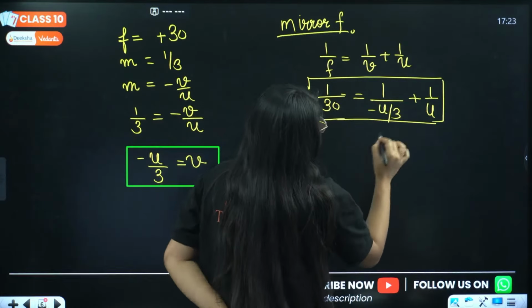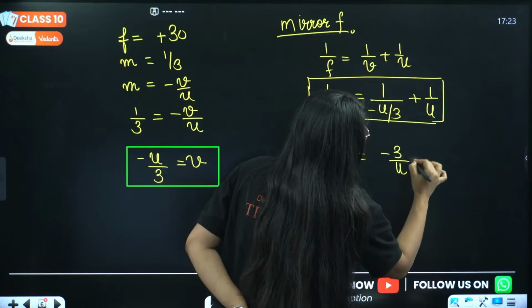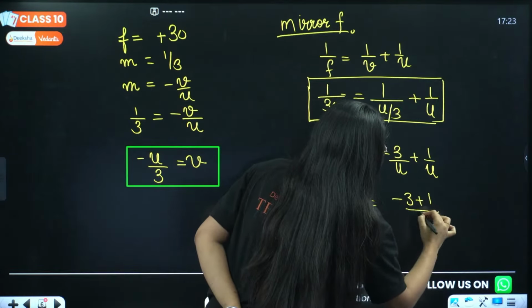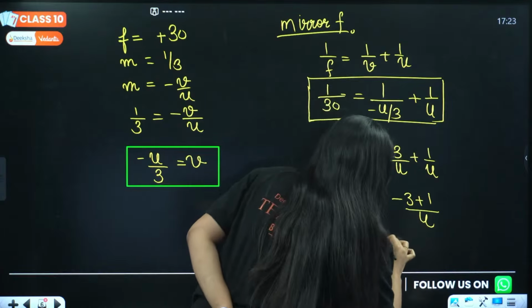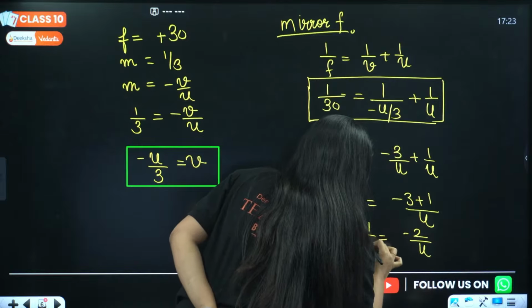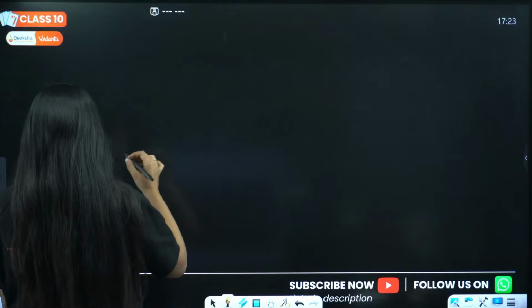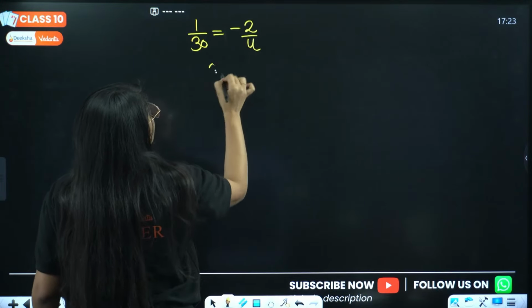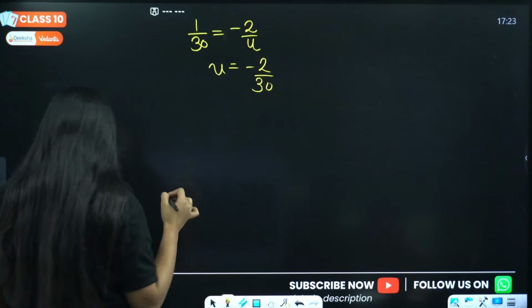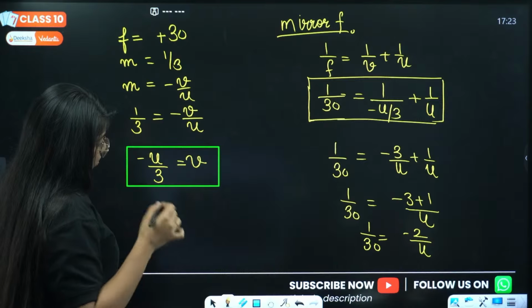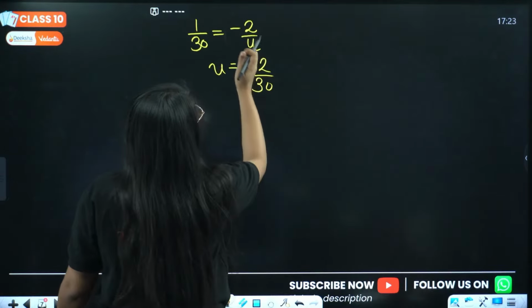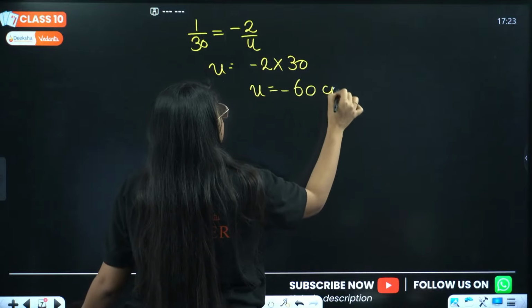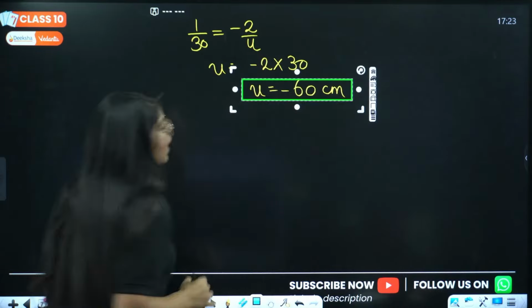So we'll just use the LCM here. This will be minus 3 by u plus 1 by u equals 1 by 30, correct? And this will be minus 3 plus 1 divided by u, 1 by 30, and this will be now minus 2 divided by u, 1 by 30, and hence this will be minus 1 by 30 equals minus 2 by u. So u will be minus 2 into 30. Now it is correct. Minus 60 centimeter. So the final answer comes out to be minus 60 centimeter.